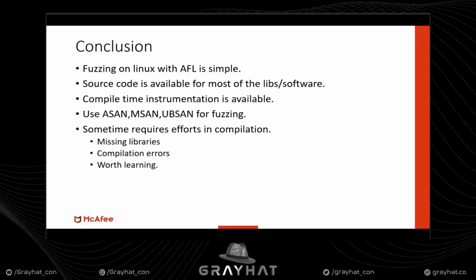Then you always need to do corpus minimization. Make sure you have a good corpus at the start. You might also face some issues, and sometimes you need to spend some effort in the compilation. When you try to fuzz open source software, they are dependent on various libraries, and sometimes you face issues because of missing libraries. Some libraries are not installed, or there are compatibility issues which you need to spend some time solving. But overall it was worth learning.